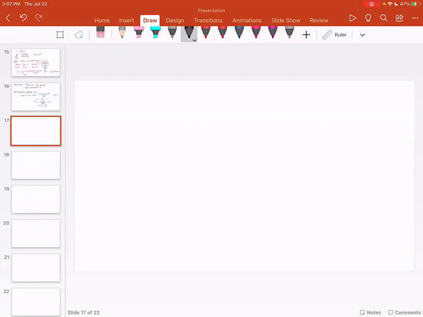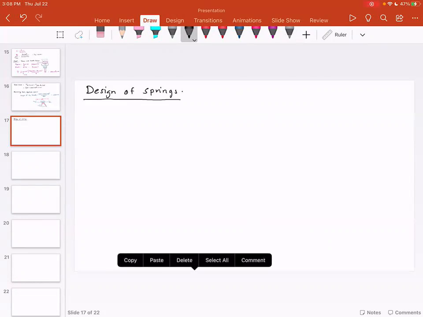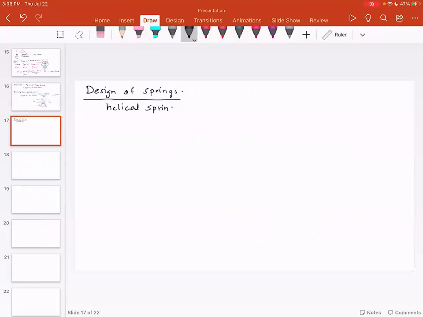So the next topic is the design of springs. There are two types of springs. One is the helical spring. These are commonly used, helical springs, and they are commonly something like this. And then you have leaf springs.